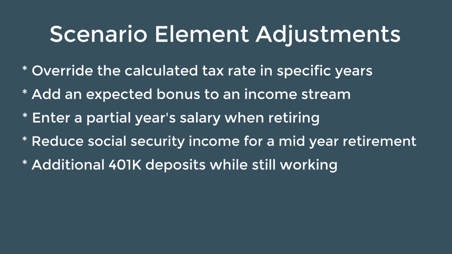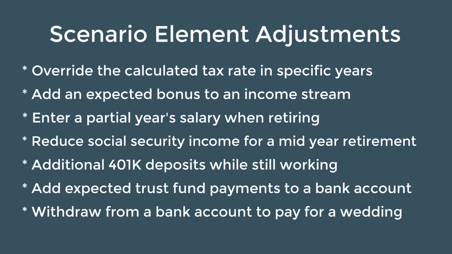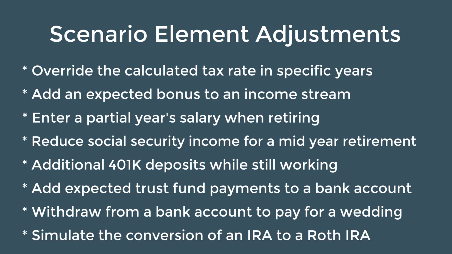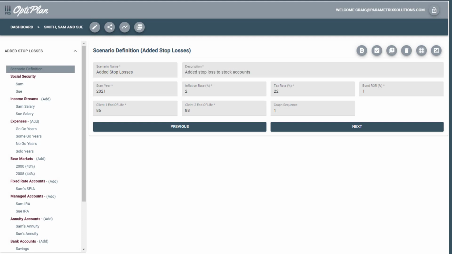You can enter additions to the client's 401k in the remaining years before retirement. You could enter expected payments from a trust fund to one of the bank accounts. You could withdraw money from a bank account to pay for an upcoming wedding. Or you can make adjustments to simulate the conversion of a traditional IRA to a Roth IRA. When you create adjustments, they automatically get factored into the plan at the appropriate point in the calculations.